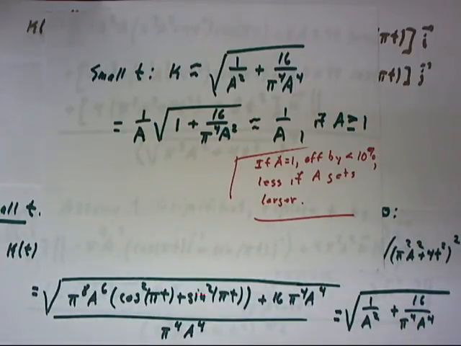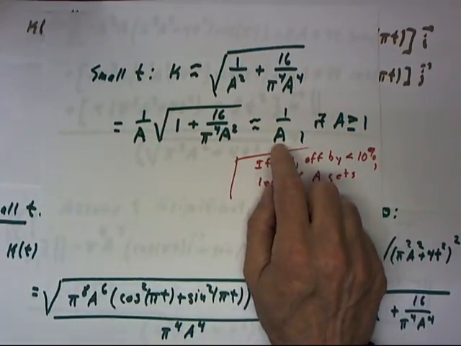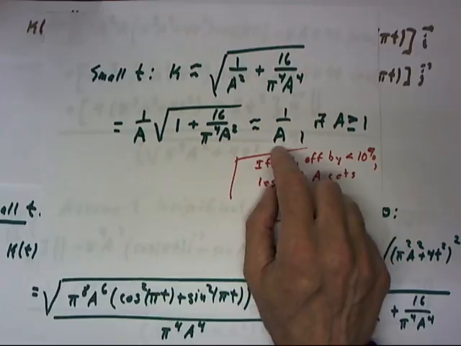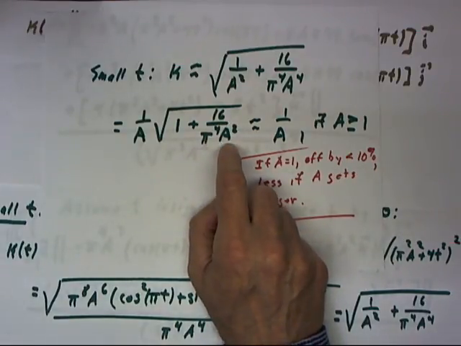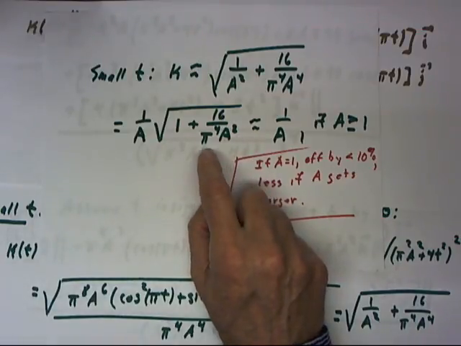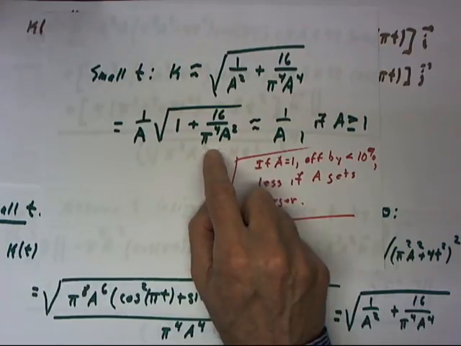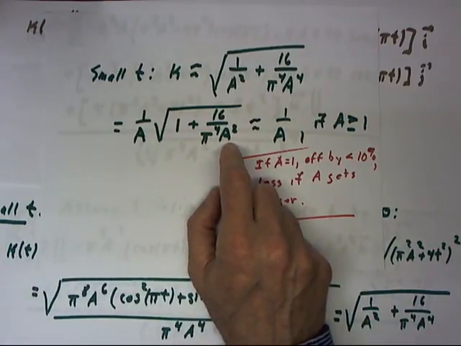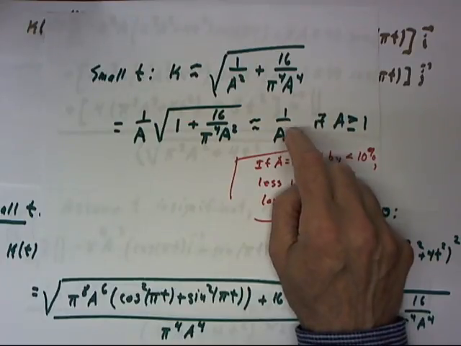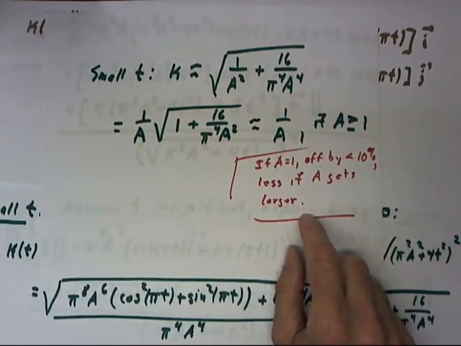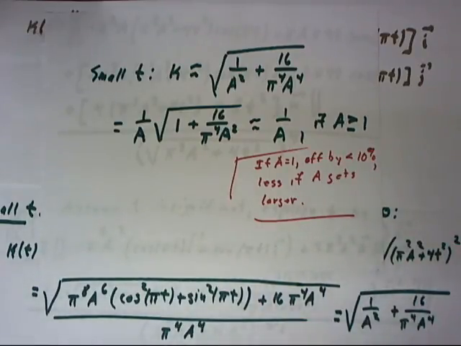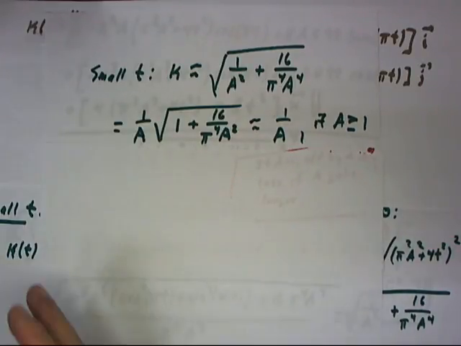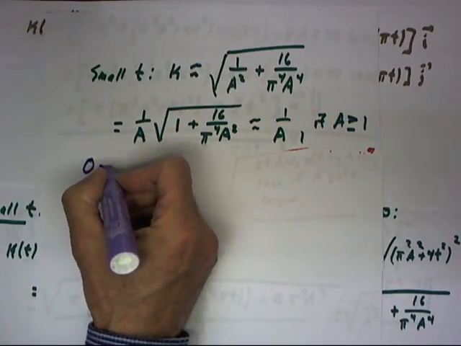Now, one thing bothers me about this. As t approaches 0, this should approach an exact result, and it doesn't. This 16 over pi to the fourth a squared appears to me to be the result of some sort of error. So I'm going to have to go back through my calculations and see what kind of error I might have made, because I really would expect that for small t we would get exactly 1 over a, and we wouldn't have to fudge around with approximations. Actually, I'm not going to go back and find my error. I'm going to leave that as an open question.